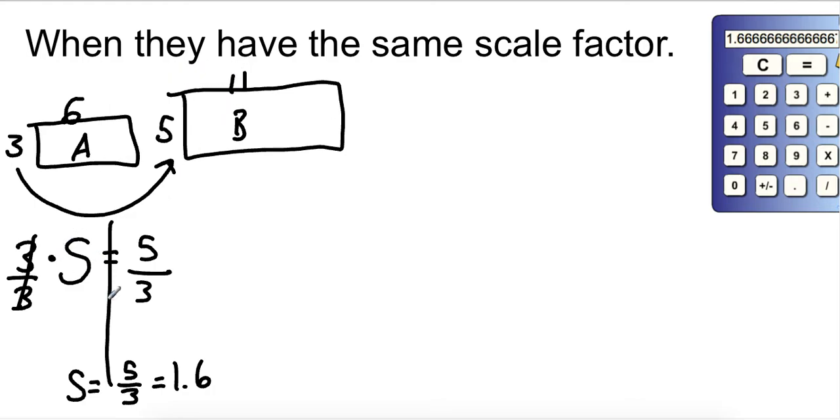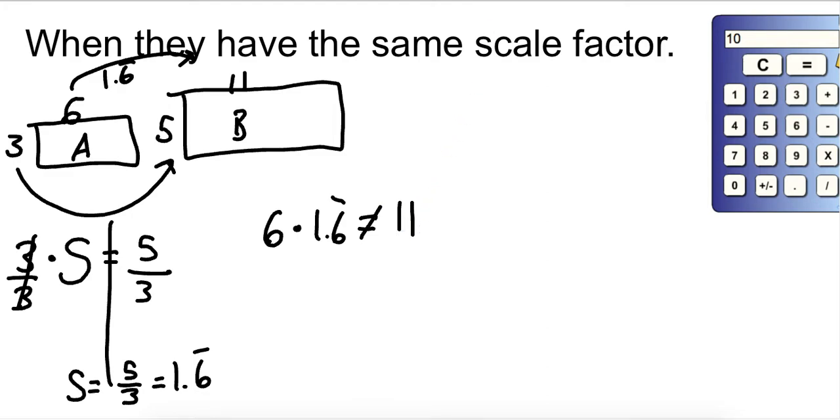So I could check again for the same scale factor, or I could just check if 6 times 1.6 repeating will give me the same value. So here I'll check if 6 times 1.6 repeating will give me the same scale factor. So I'll multiply this number right here, the 1.6 repeating, times my 6, which is my width over here, and I get 10. So I know that these are not correct. So 6 times 1.6 is not 11. So I know that these are not similar to one another. So A and B cannot be similar to one another.